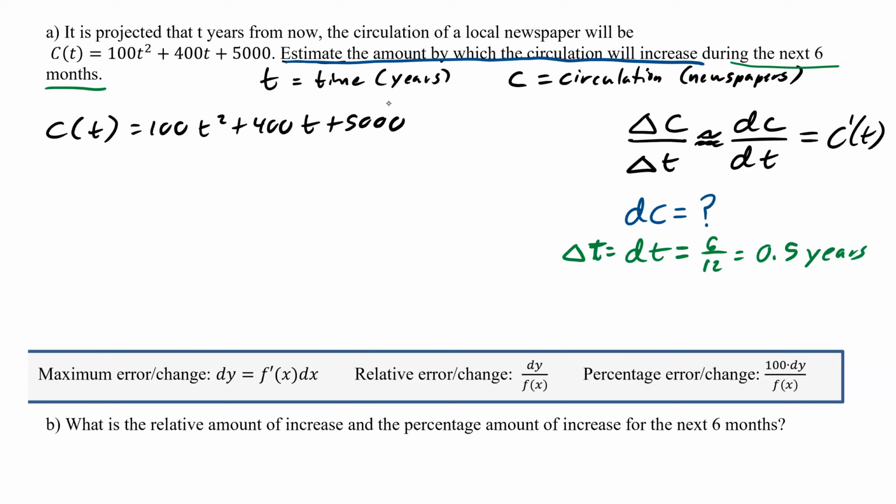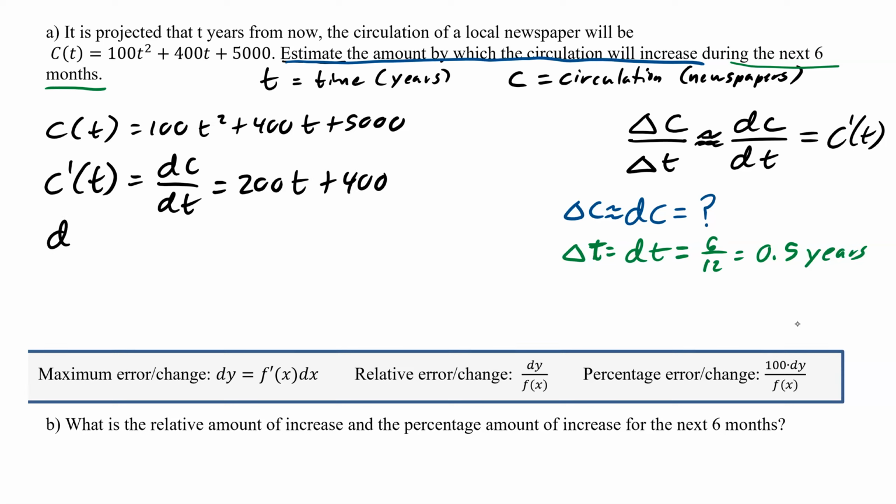And you know that this is our actual time, lowercase t, and this is our actual C, is approximately that. So we're looking for an approximation of what our change in circulation will be based on our derivative. So let's take our derivative and make a formula to find DC. So C prime of t will be our DC dt, which is 200t plus 400. So if we rewrite it like we've been doing, there we have it. So now we have our 200t plus 400 dt. And so this is our approximation of our circulation.